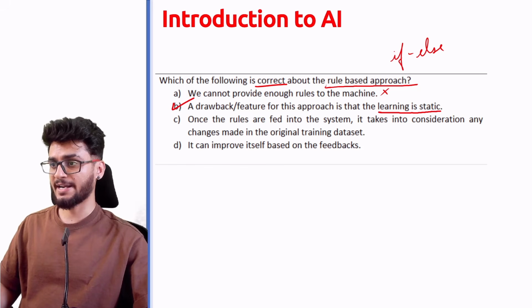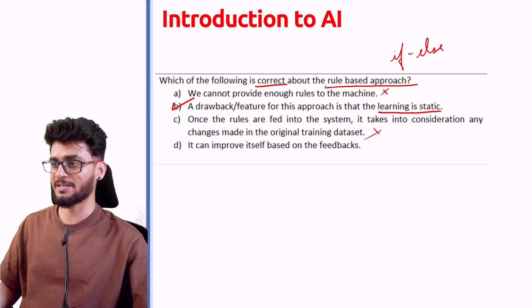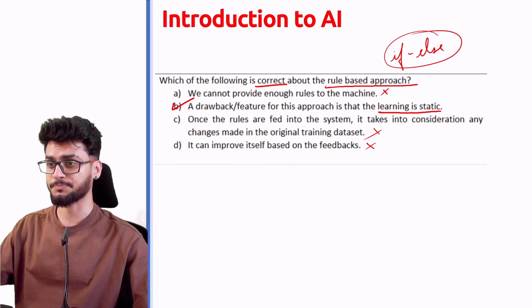Once the rules are fed into the system, it takes into consideration any changes made in the original training data set. Wrong. It can improve itself based on feedbacks. No. There is only rule based, where you give conditions, and which means B is the correct answer.